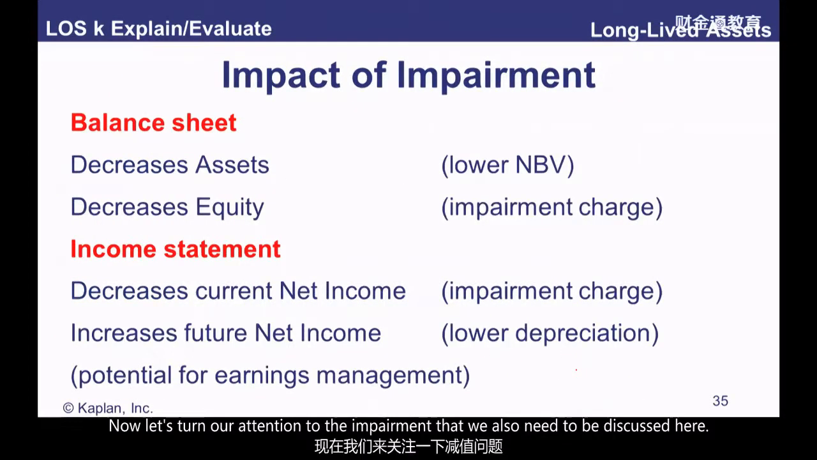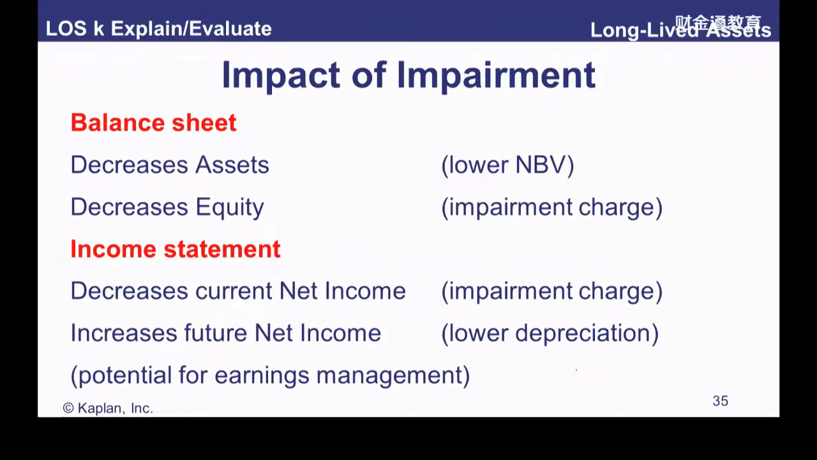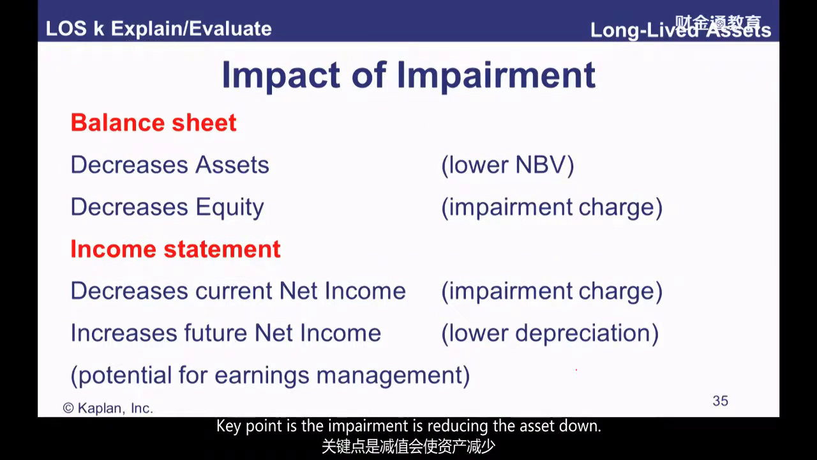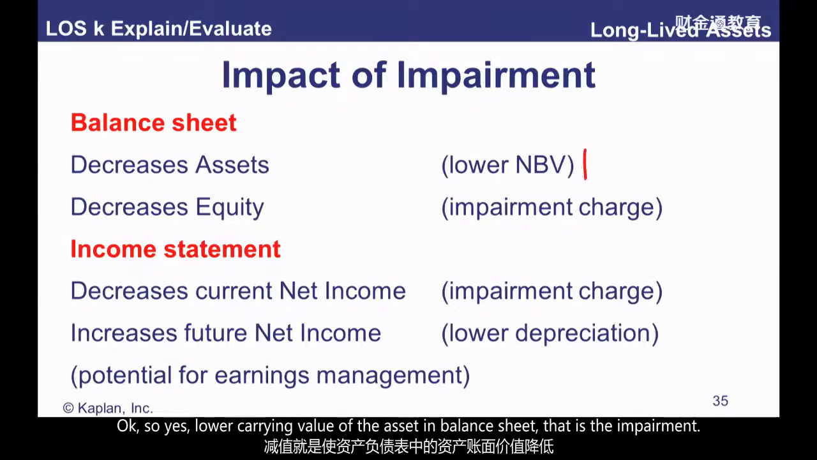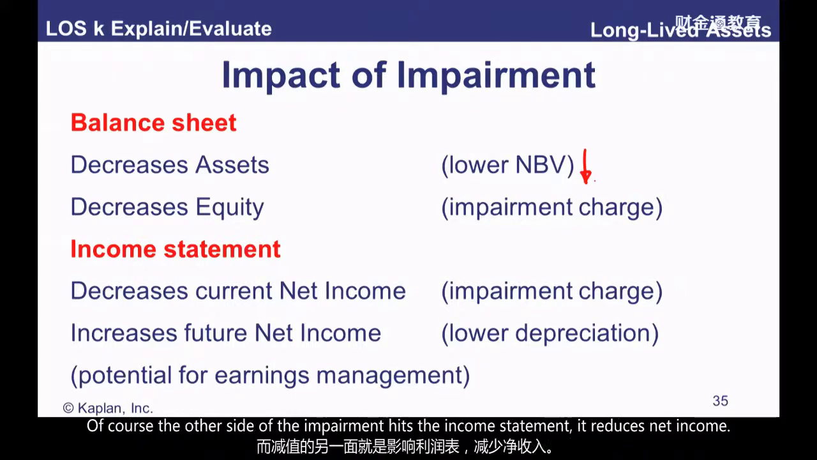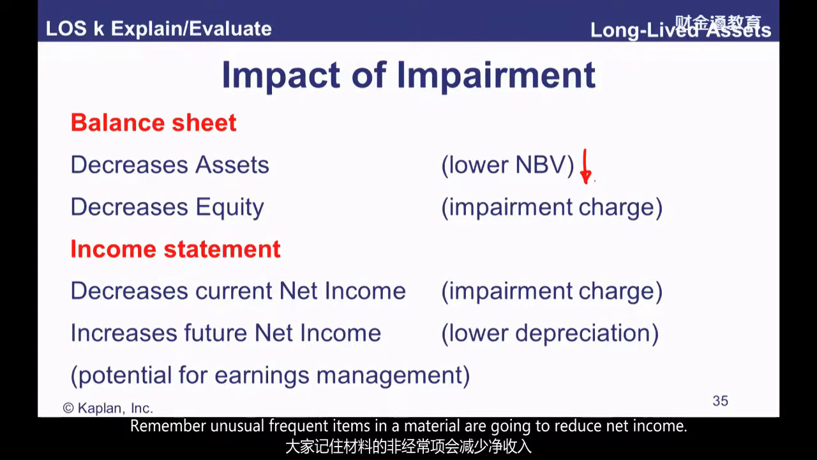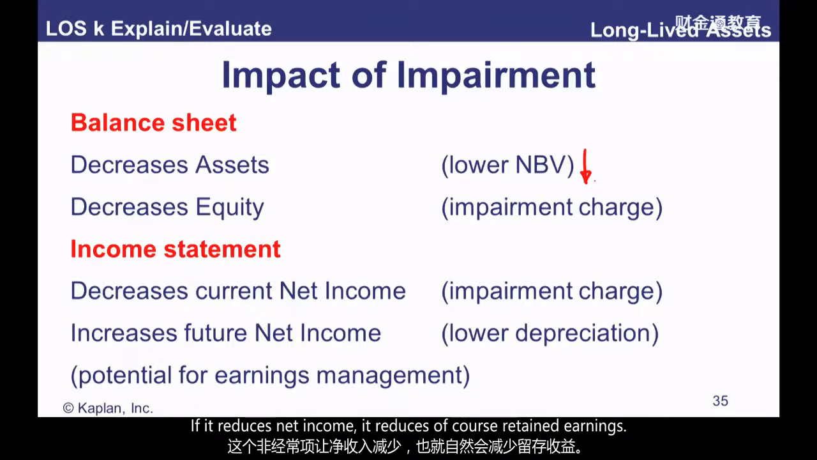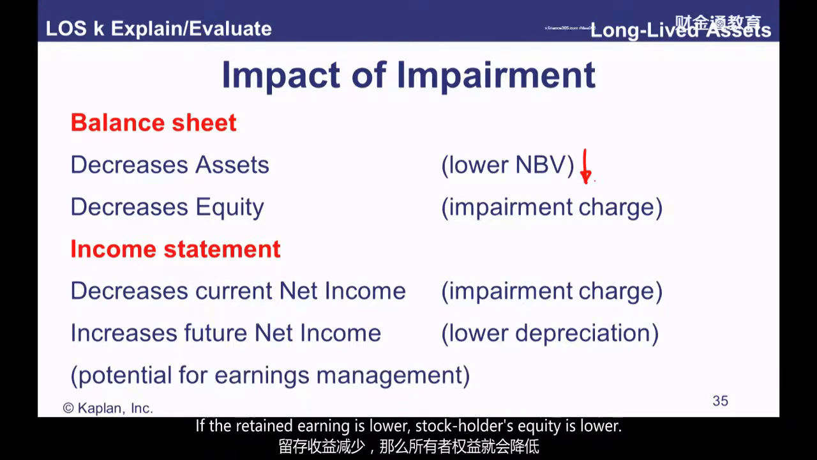Now, let's turn our attention to impairments that we also need to be able to discuss here. Now, balance sheet, key point is the impairment is reducing the asset down. Okay, so yes, lower carrying value of the asset in the balance sheet. That is the impairment. Of course, the other side of the impairment hits the income statement. It reduces net income. Remember, it's an unusual or infrequent item if material. It's going to reduce net income. If it reduces net income, it reduces, of course, retained earnings. And if retained earnings are lower, stockholders' equity is lower.